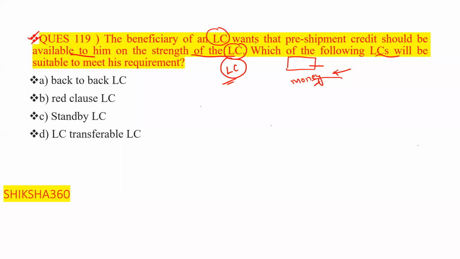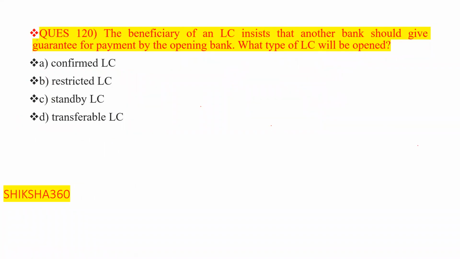So which of the following LC will be suitable to meet his requirement? There are basically two types of LC where we will get payment before the shipment: that is the green clause, or otherwise the red clause. There is a little bit of difference which we have to discuss in the upcoming questions. So the options are back to back LC, red clause LC, standby LC, transferable LC. The correct answer is option number B. Okay, now move to the next question, question number 120.